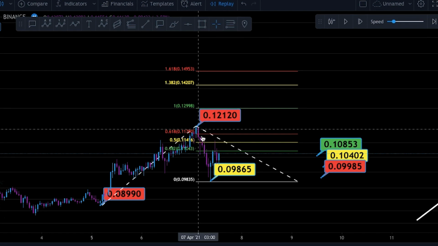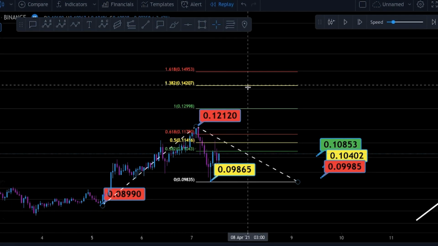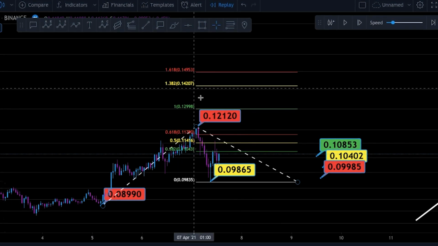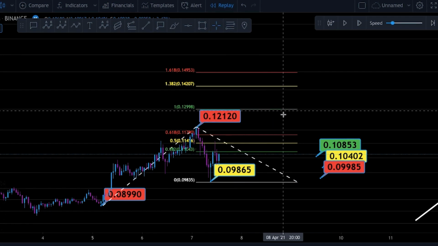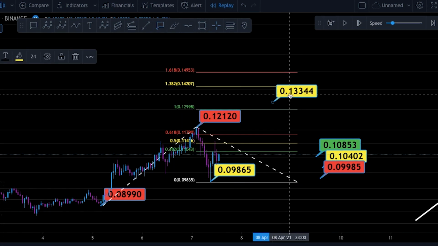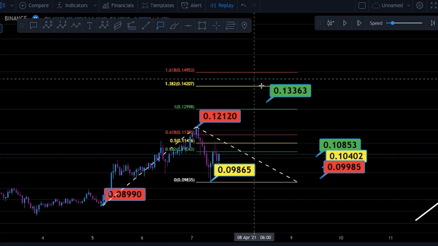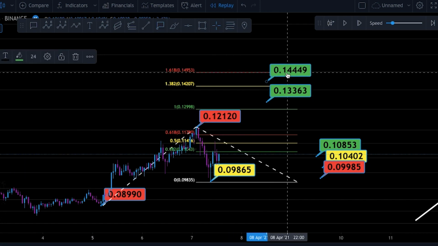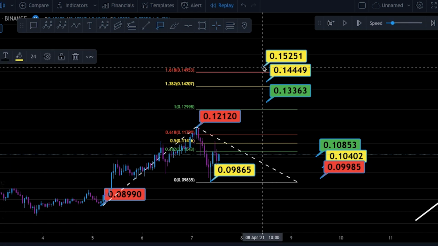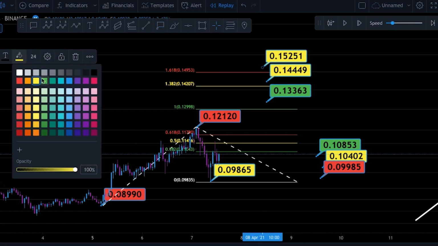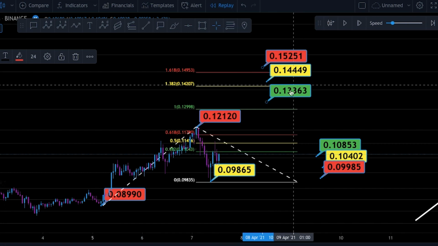But when I'm actually looking for price to break out of the zone and actually take off to the upside, I need bigger targets. These are my higher targets. If you wanted to scale out of this trade, you could say price would be going to 13 cents. Price would be going up here to 14 cents. And price would be going up here to 15 cents.